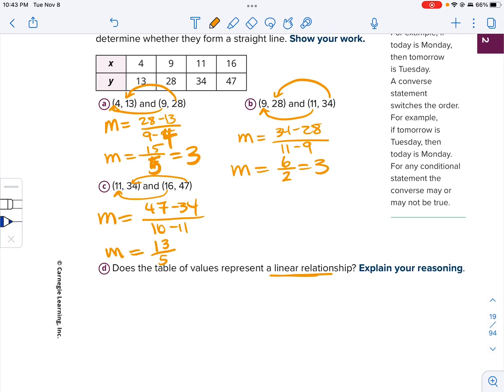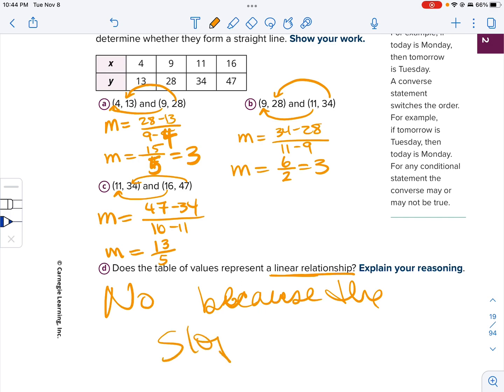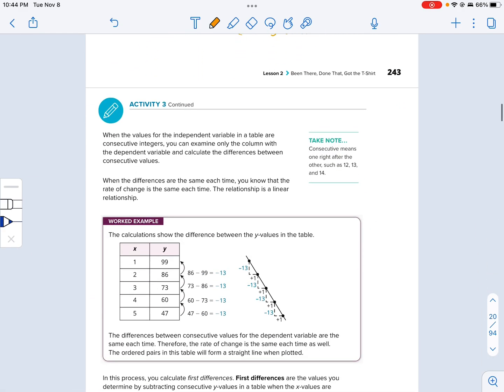Is it a linear relationship? No, because the slope is not constant. Oops. Constant. Okay, so let's look at this.